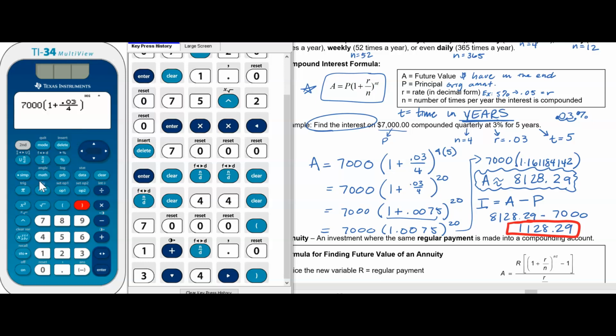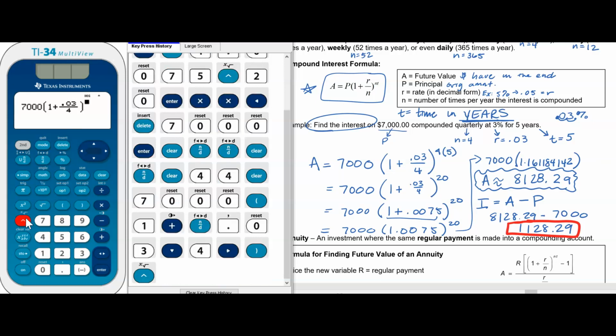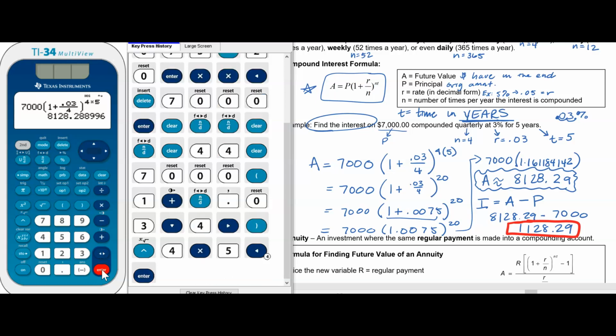So then we're going to do the exponent key, this arrow, and then you can even type in 4 times 5. If you want to put 20, put 20, but honestly, I just put every single thing in exactly how it looks on my paper. I didn't calculate anything ahead of time, and then I hit enter, and you can see I end up getting the exact same answer.